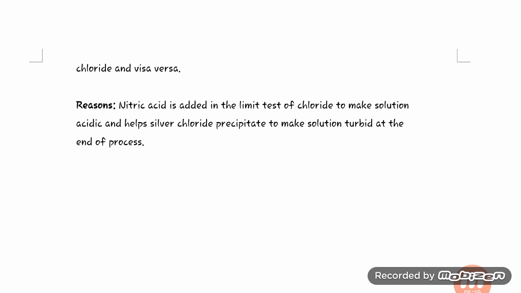Because nitric acid is added in the limit test of chloride to make the solution acidic and help silver nitrate to precipitate and to make the solution turbid at the end of the process.